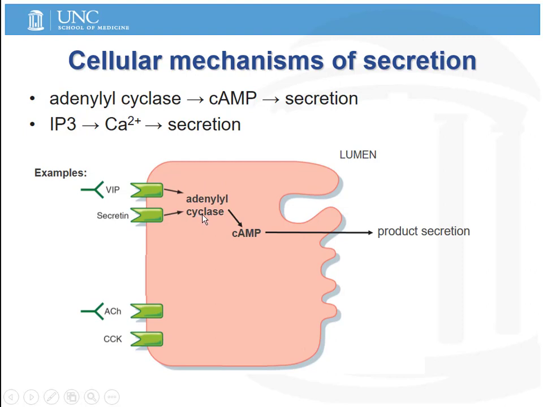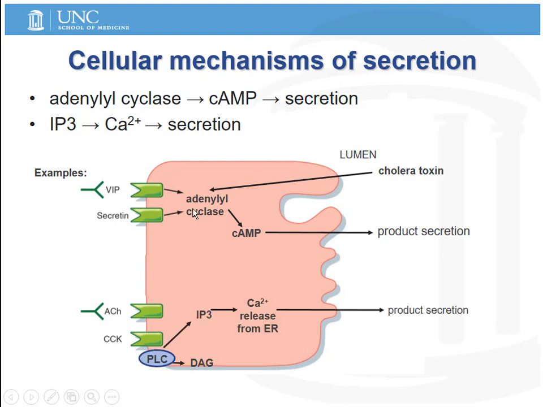The net effect is an increase in intracellular cyclic AMP, which leads to product secretion. A few examples of signaling molecules that act in this way are vasoactive intestinal peptide, secretin, as well as the presence of cholera toxin in the lumen.